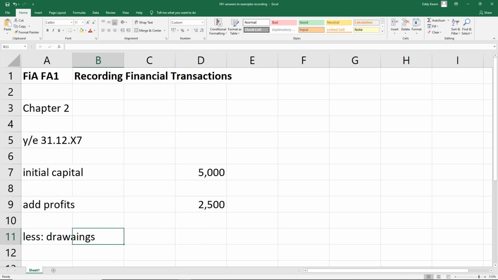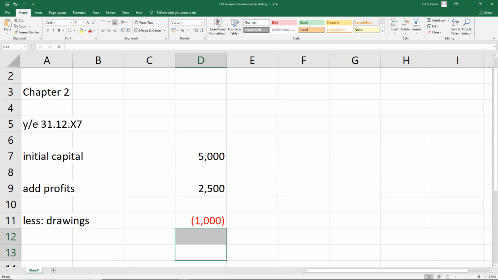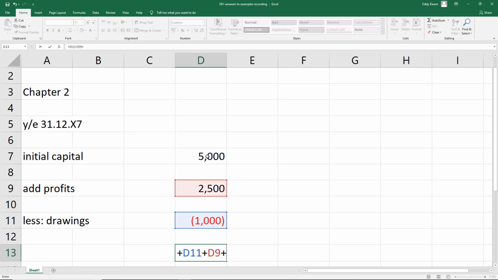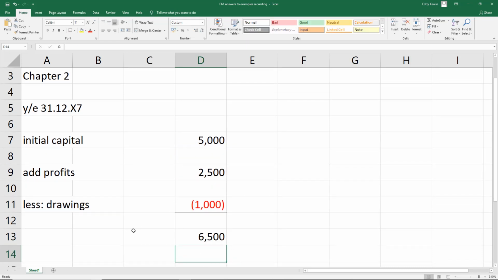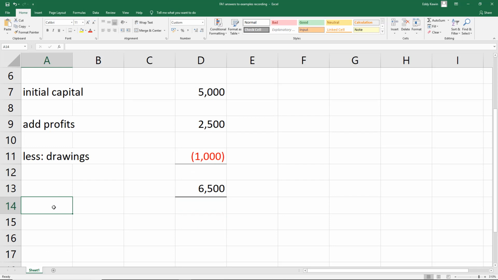And here's another convention, guys. If we have a negative figure, we normally put it into a bracket. I've set the format up here, so when we take this 1,000 out, it comes up as a bracketed figure. And that allows me to work out the total amount of ownership interest at the end of the first year. So that's as at 31/12/7.